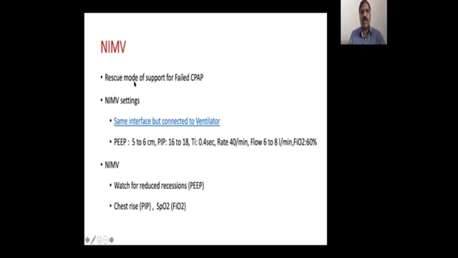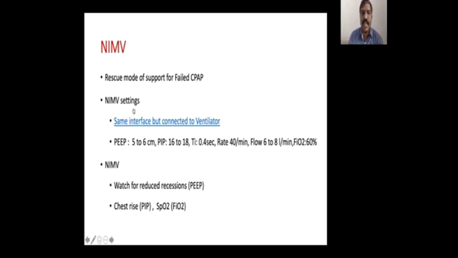When you do this, it is called rescue mode of support. Nasal IMV is used as a rescue mode of support for failed CPAP. This is the current indication. So although some people use nasal IMV as a primary mode, we often use it for a rescue or a failed CPAP.